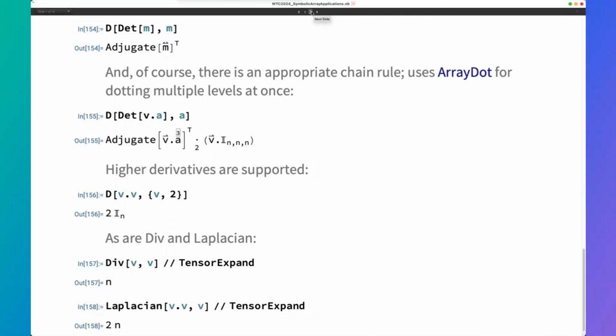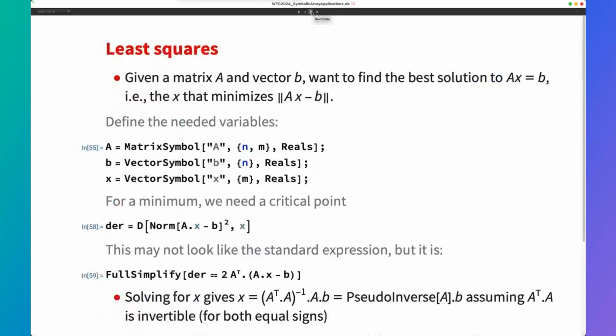Okay. All right, so with all those pieces, let's talk about least squares. So what's least squares? Least squares is: given the matrix A and a vector B, we want to find the best solution to AX equals B, i.e. the X that minimizes the norm of AX minus B.